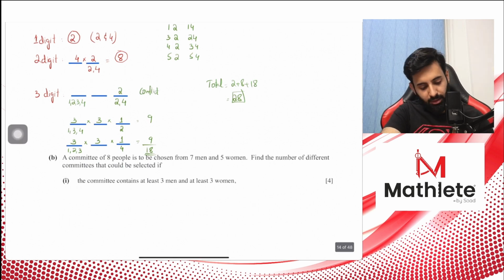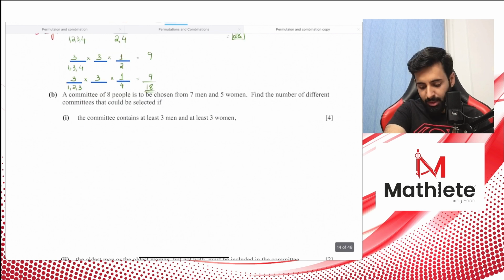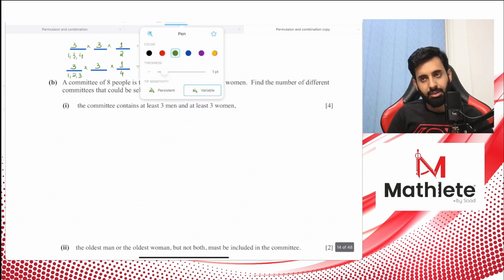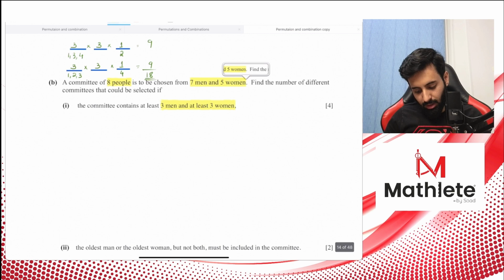Part B, part 1. Let's see what it says. A committee of 8 people is to be chosen from 7 men and 5 women. Find the number of different committees that could be selected if the committee contains at least 3 men and at least 3 women. First, you want to find all the possible combinations that can have at least 3 men and 3 women, keeping in mind that the total number of people we're selecting is 8.